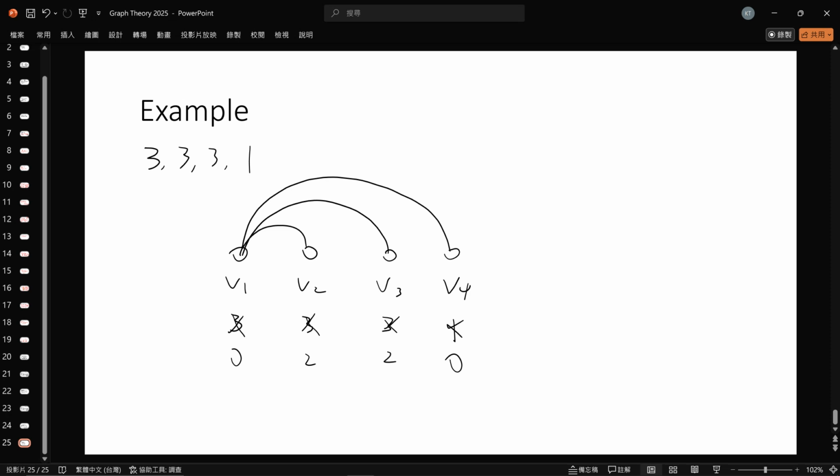So actually, from this moment, you can tell that this cannot be graphical. Okay, but let's keep applying the algorithm. So let's choose V2. So for V2, the target degree is 2, which means we need to find 2 neighbors. But for this input, we can only choose V3 because it is the only one vertex with a positive target degree. Okay, so this algorithm will return no, this degree sequence is not graphical.